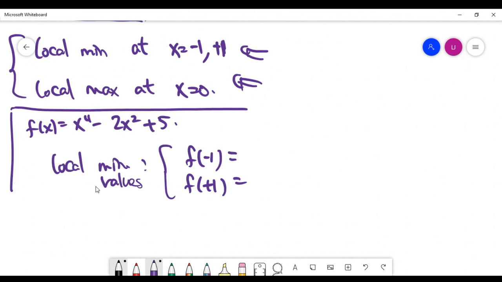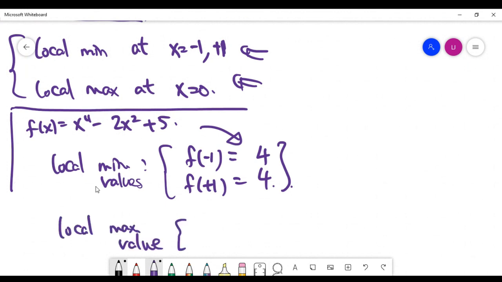And you can do this calculation, and actually the answer is quite easy. Both of the values are actually 4. So these are the local minimum values, and it's just coincidental that both values are the same 4. And also, we have only one local maximum point, which is at the point x equals 0. And if you evaluate it at the function f, it's going to be 5. So these are all the values we have for the local minimum points and local maximum points.